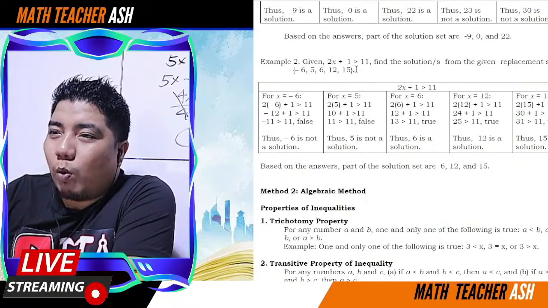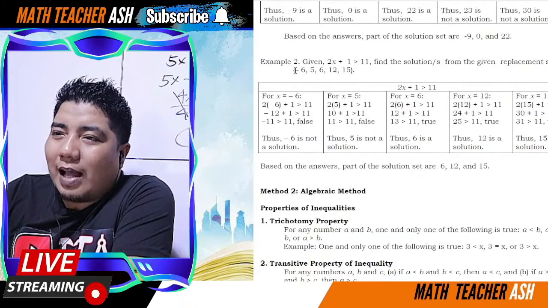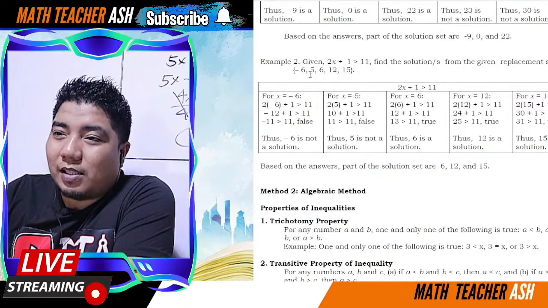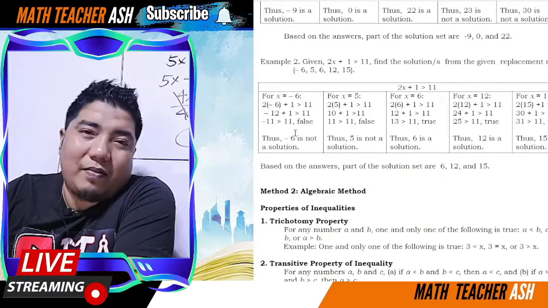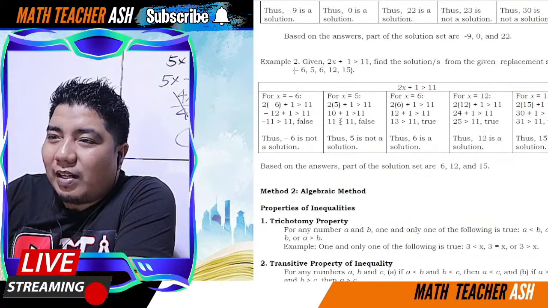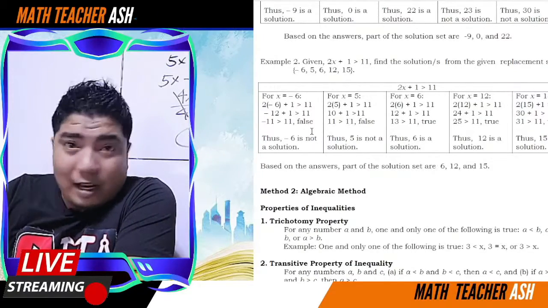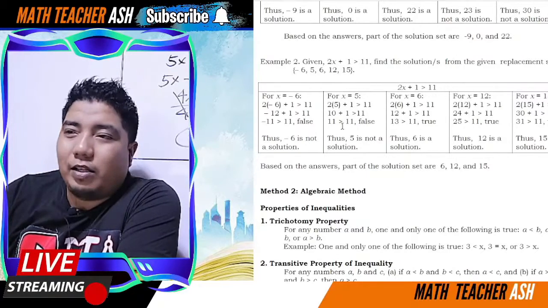2x plus 1 is greater than 11. So how about if you replace it with negative 6? So the answer for that is negative 11 is greater than 11. That's false. How about 5? So 11 is equal to 11. That is still false. Bakit? 11 is equal to 11, not greater than 11.